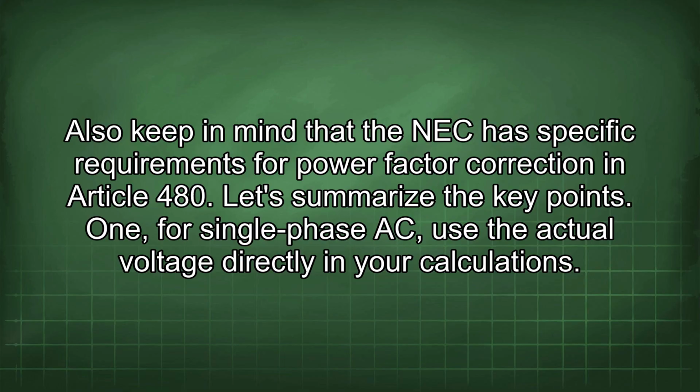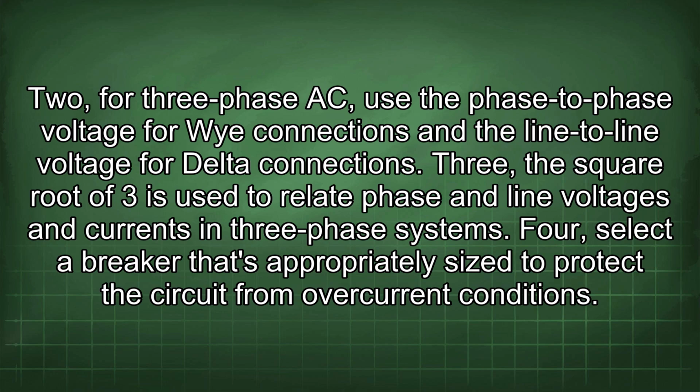Let's summarize the key points. 1. For single-phase AC, use the actual voltage directly in your calculations. 2. For three-phase AC, use the phase-to-phase voltage for Y connections and the line-to-line voltage for delta connections. 3. The square root of 3 is used to relate phase and line voltages and currents in three-phase systems. 4. Select a breaker that's appropriately sized to protect the circuit from overcurrent conditions.